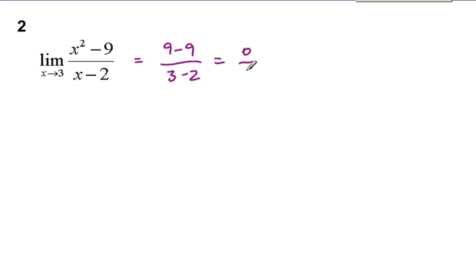Well, that's just 0 over 1. 0 divided by 1 is 0. Done. Notice not a candidate, and I didn't need it. I can figure out 0 over 1.